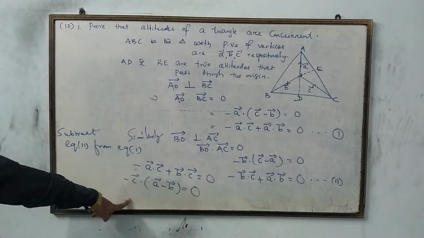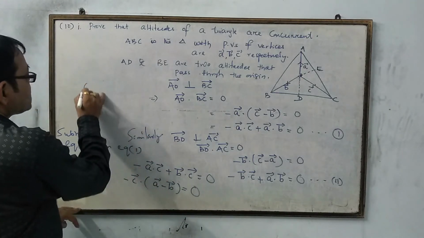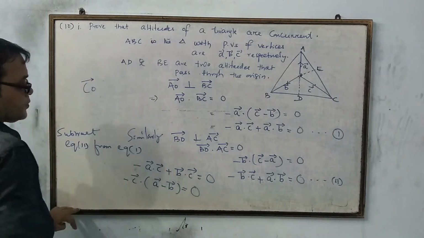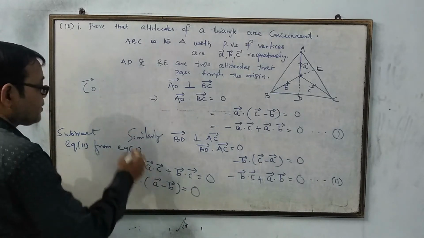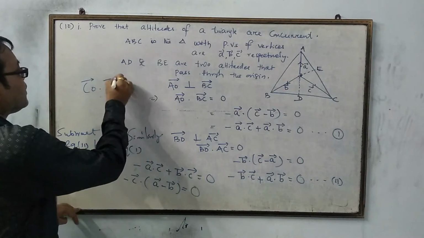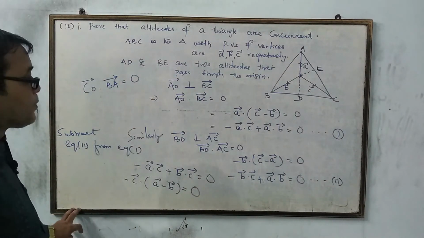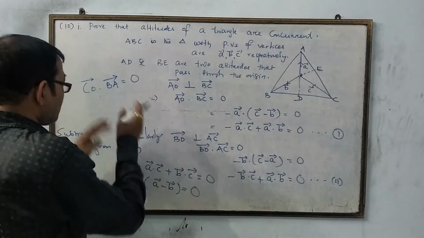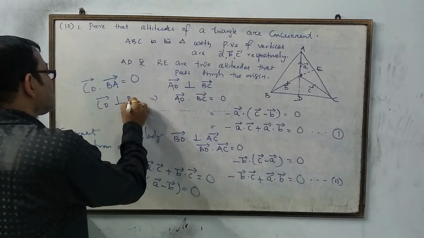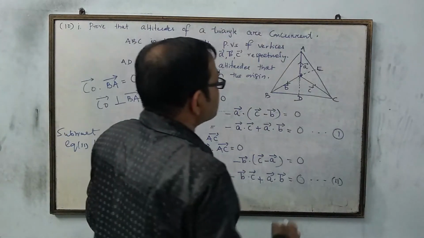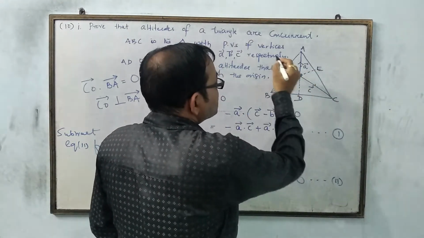What about minus C? Minus C is nothing but CO. What about A minus B? It is BA, and it is equal to 0. If the dot product of two vectors is 0, then we can say these two vectors are perpendicular to each other. CO is perpendicular to BA. This condition has arisen.